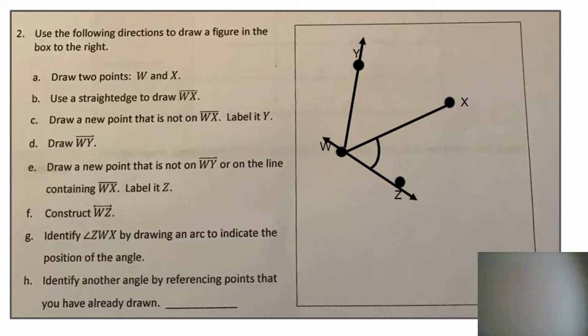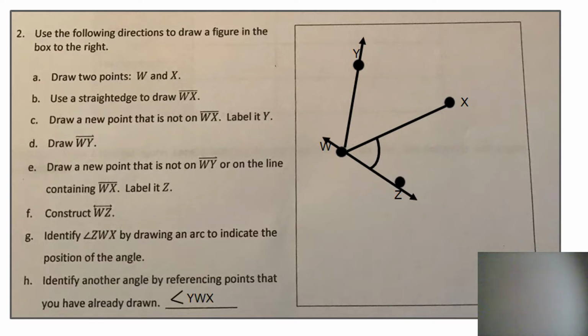It's asking you to identify the angle ZWX by drawing an arc to indicate the position of the angle. So ZWX is the angle. This is the vertex. That's where the two lines or line segments meet, and the arc tells us where the angle is. If our angle was YWZ, the arc would go farther to here, so we would know it would be this obtuse angle. But since it's ZWX, it's a smaller arc.